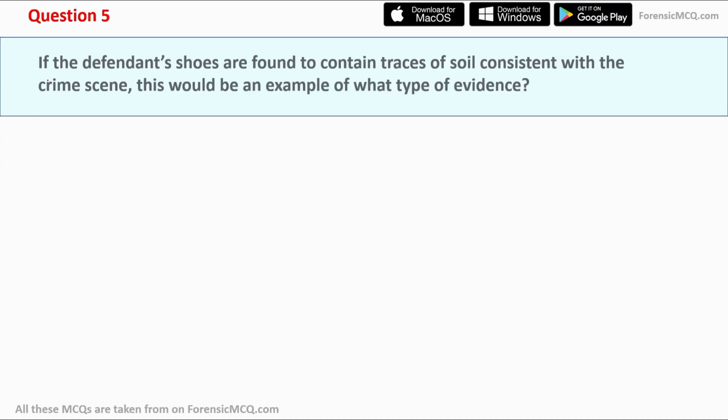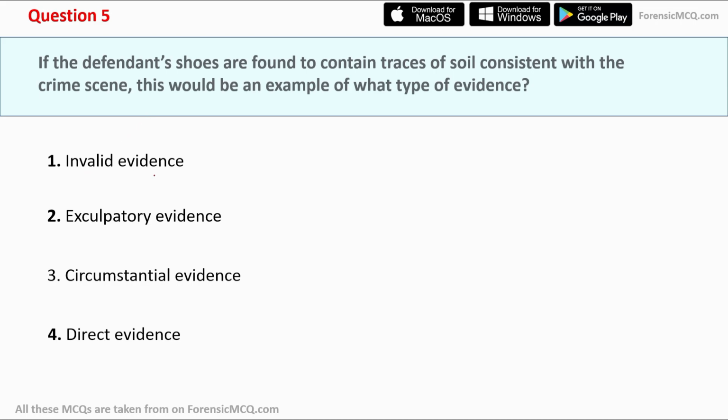Now, moving to question number 5. If the defendant's shoes are found to contain traces of soil consistent with the crime scene, this would be an example of what type of evidence? Now, let's check the options. First is invalid evidence. There is no such thing as invalid evidence.